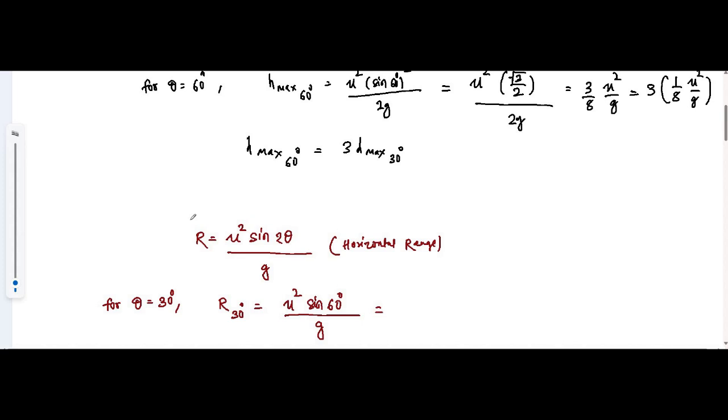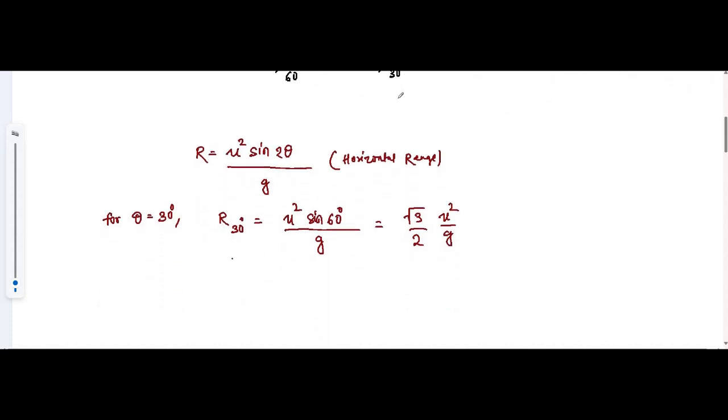Again sine 60 degree is equal to root 3 by 2, so it will be equal to root 3 by 2 u square by g. This is the horizontal range for theta equal to 30 degree. Next, for theta equal to 60 degree.